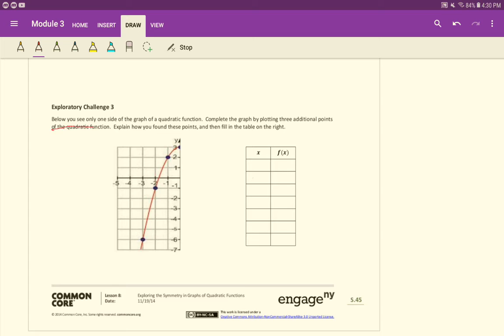So below you see only one side of the graph of a quadratic function. Complete the graph by plotting 3 additional points on the quadratic function. Explain how you found these points and then fill in the table on the right. So how are we supposed to use this graph that we have right here to get more graph?